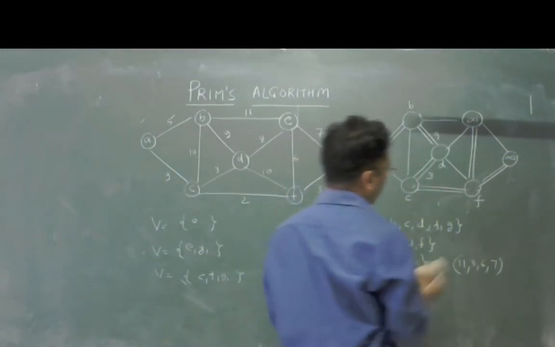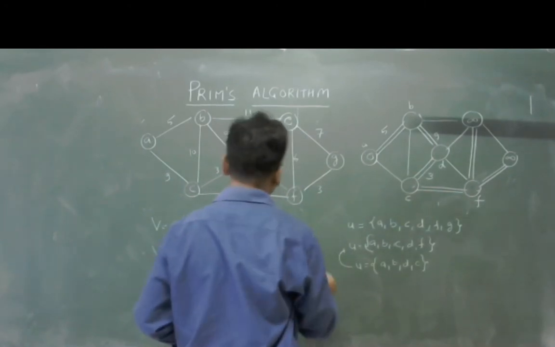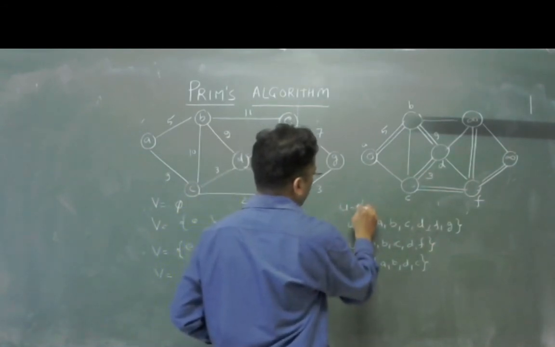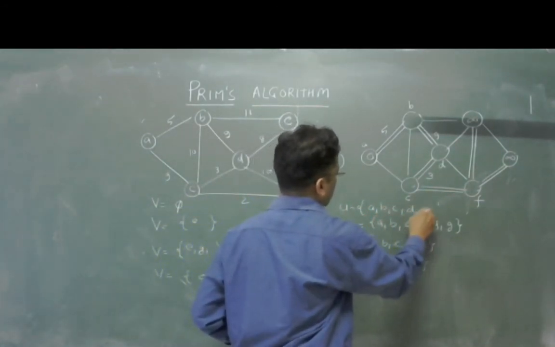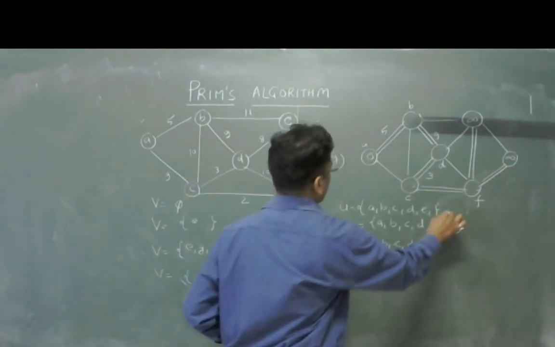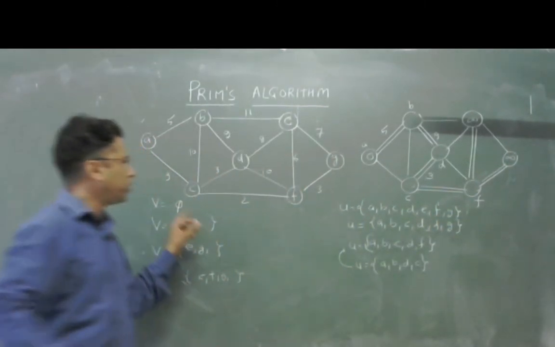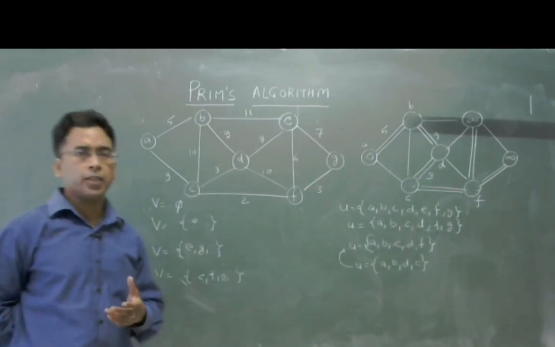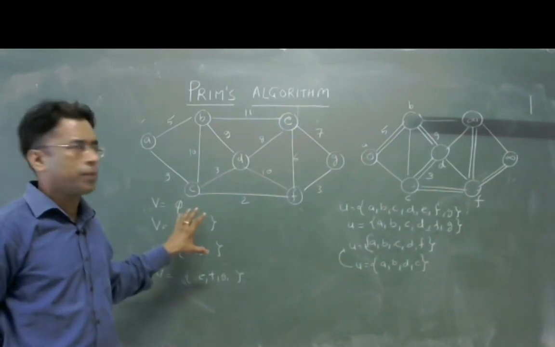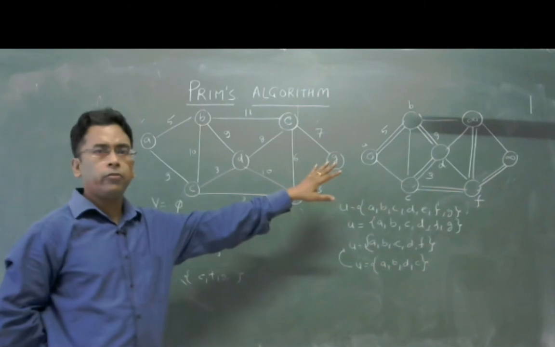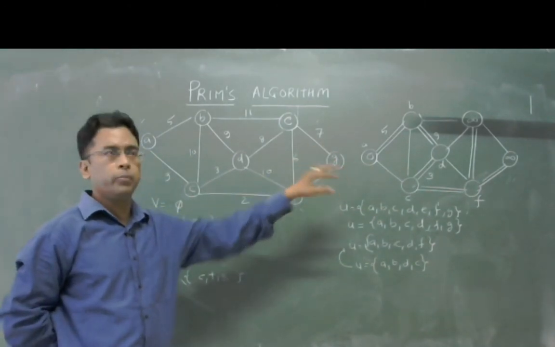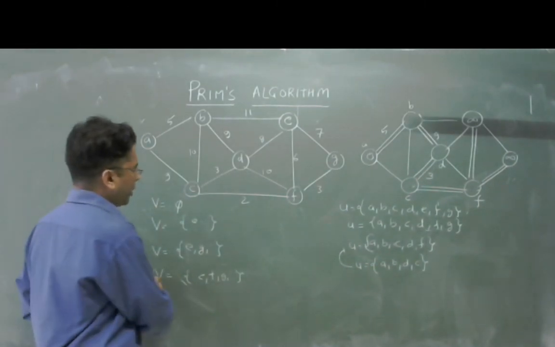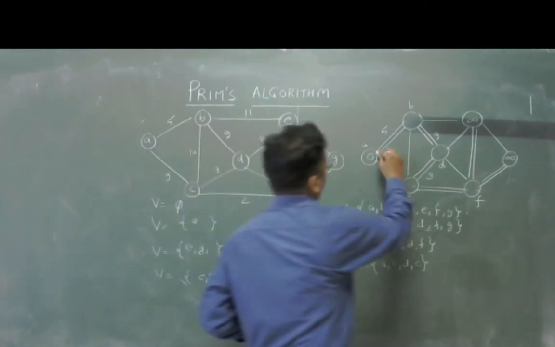Okay, so after this, the set U will become A, B, C and so on, and set V becomes empty. So we have discovered all the vertices. It means all the vertices have been discovered, so we shall stop here. In this graph, the double line shows the minimum spanning tree. So this is the end of the algorithm, and after that I am just drawing this highlighted portion.